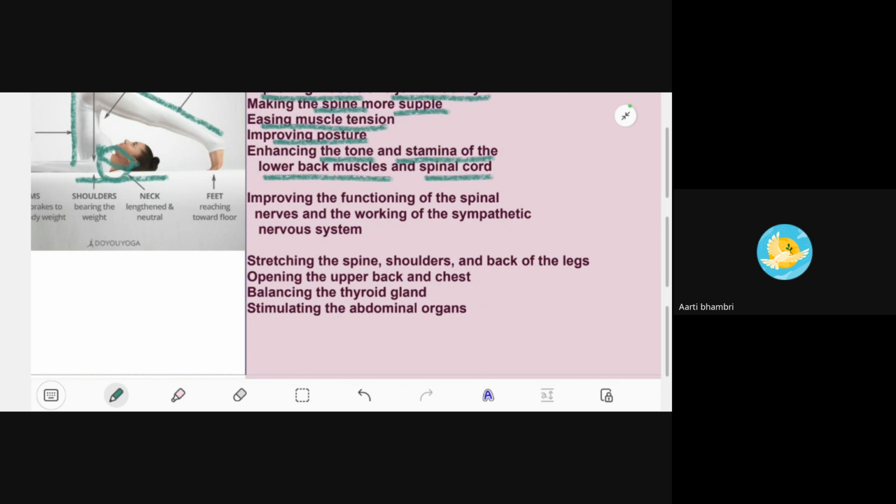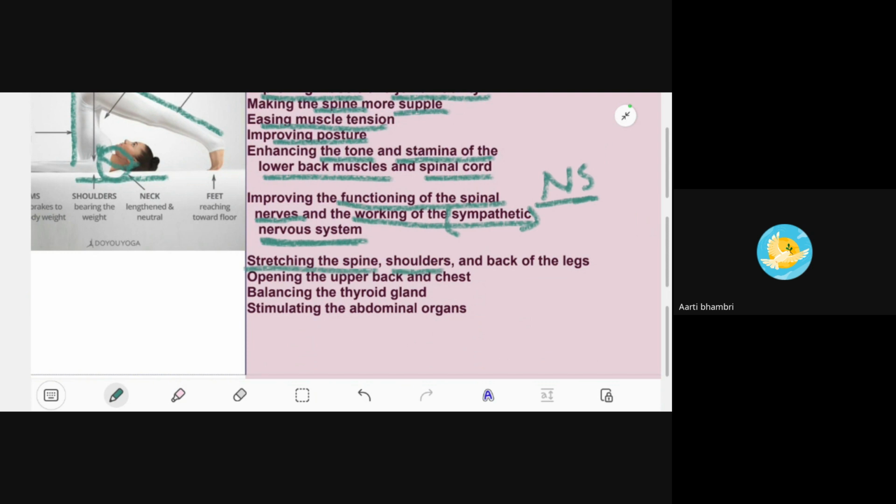Okay, improving the functioning of the spinal nerves, yes, working the sympathetic nervous system. Though it works on the nervous system as a whole, specifying the sympathetic nervous system is a different way to describe the benefit of halasana.